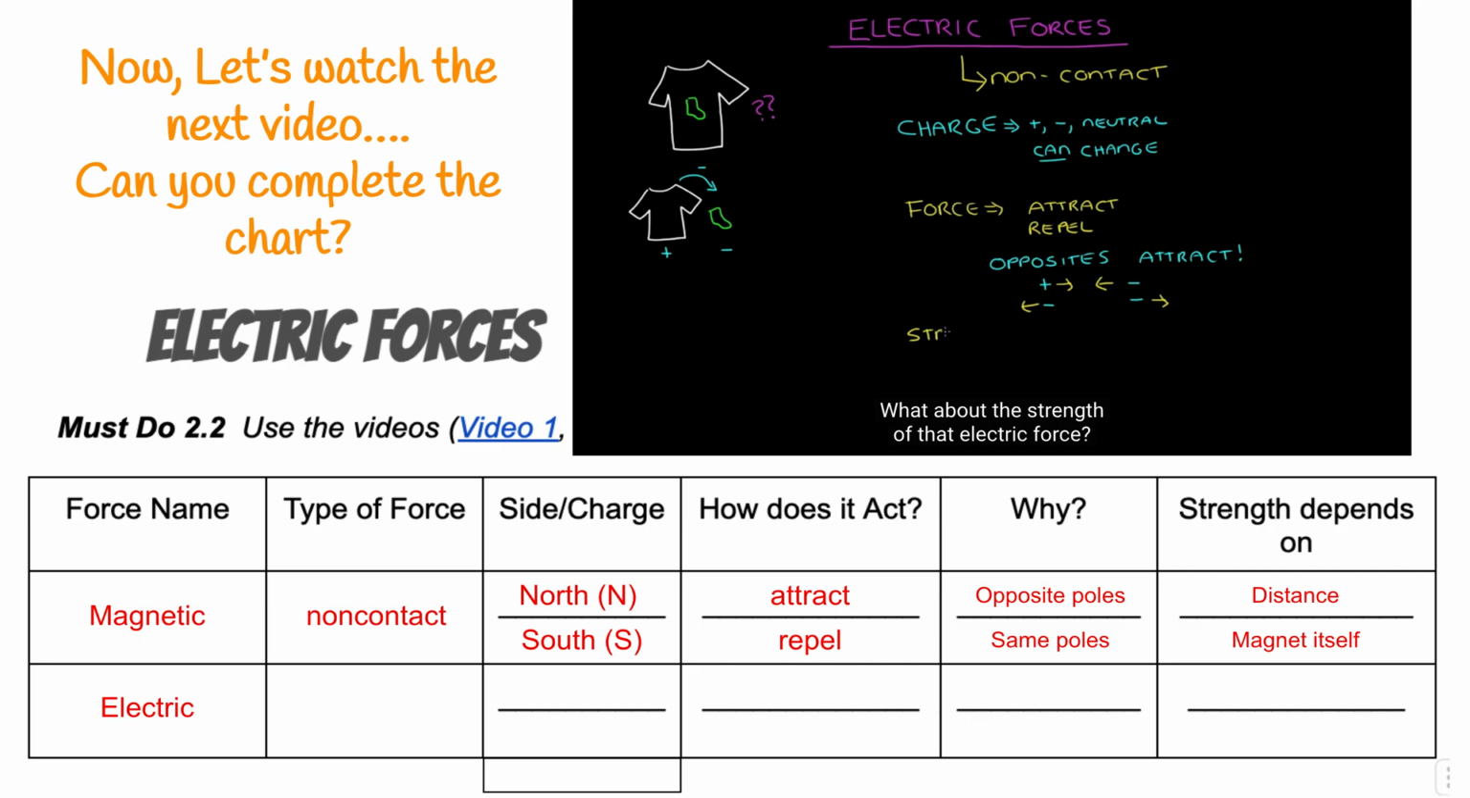What about the strength of that electric force? Strength will depend on a couple of factors. First, the charge of each object is proportional to the force. The stronger the charge is, the stronger the electric force. So, the greater the electric charge, the greater the electric force. Another factor is how far apart the objects are from each other. The electric force will weaken as the distance increases. So, the force decreases as our distance increases.